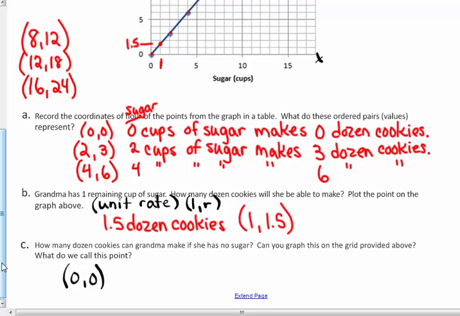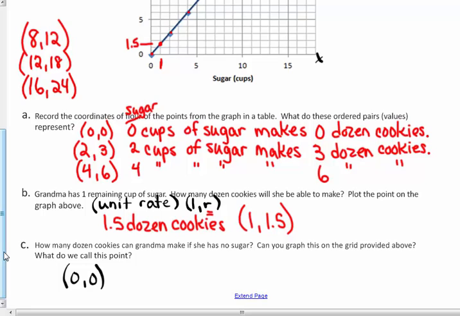So when x is 1, that's the unit rate. It's called 1 comma r, meaning r for rate. 1, r, that's one of the key points that we're going to talk about from the beginning of the lesson. So 1.5, that's the unit rate. She can make 1.5 dozen cookies per cup of sugar. That's the unit rate. 1.5 dozen cookies per 1 cup of sugar.